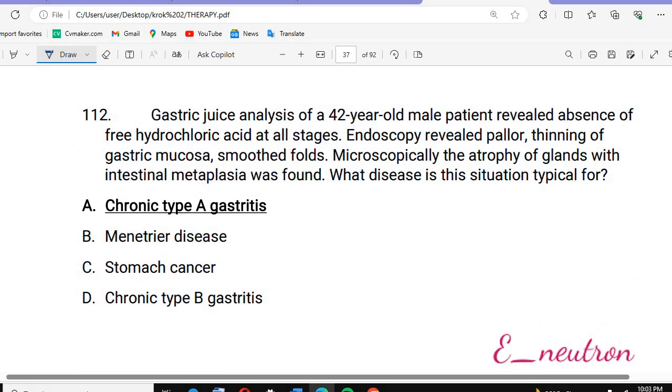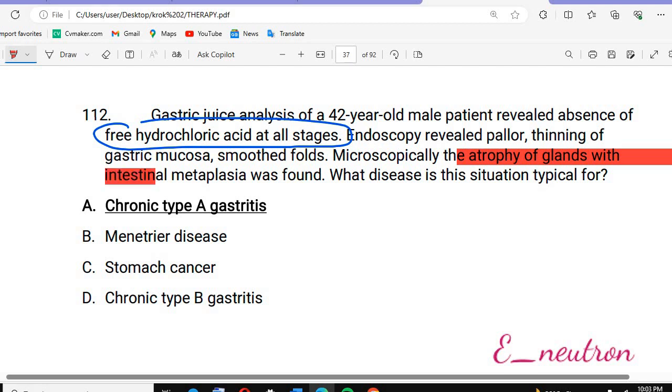Next, a gastric question: a 42-year-old patient, absence of free hydrochloric acid at all stages. Endoscopy revealed pallor, thinning of the gastric mucosa, and smoothened folds. Microscopy shows atrophy of the glands. So our question has been solved. If you see atrophy of the glands with intestinal metaplasia, what is this typical for? Chronic type A gastritis.